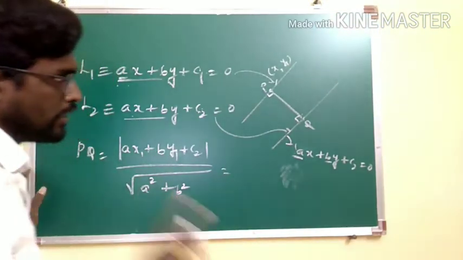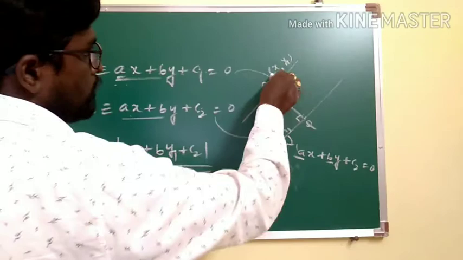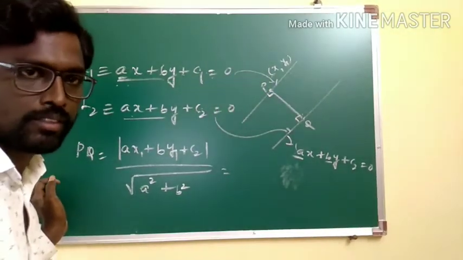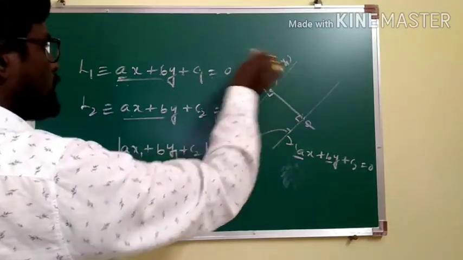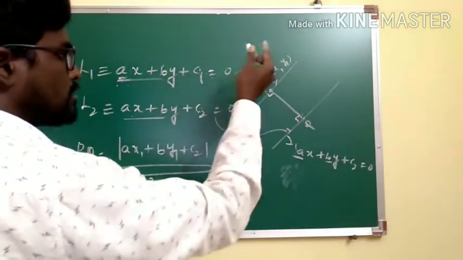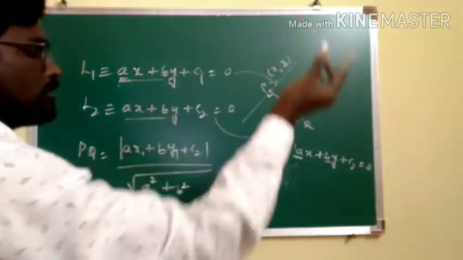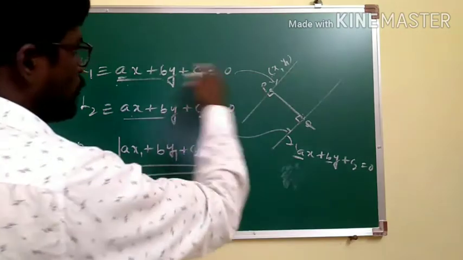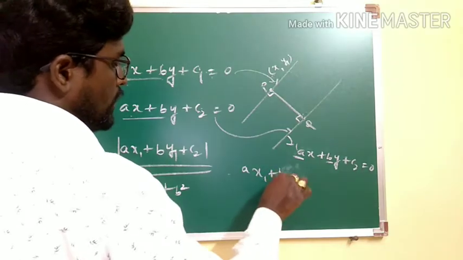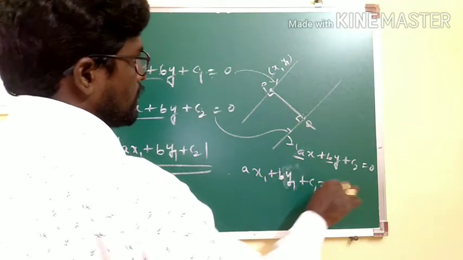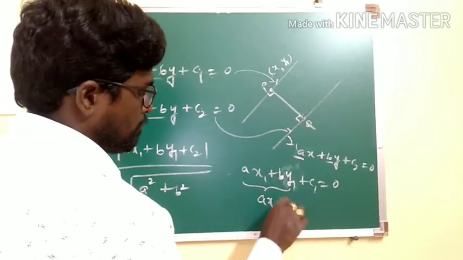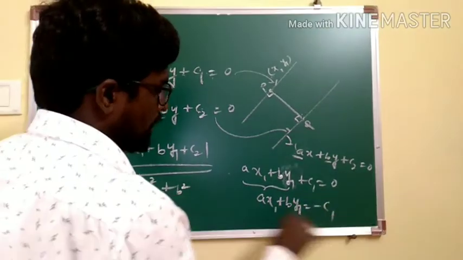But very clearly you notice that x1 y1 is a point on the line ax plus by plus c1 equal to 0. Means this x1 y1 will satisfy line 1, in the sense that on substituting x1 y1 in line 1, that will be equal to 0. Therefore what I am going to write, ax1 plus by1 plus c1 is equal to 0. Therefore ax1 plus by1 is equal to minus c1.